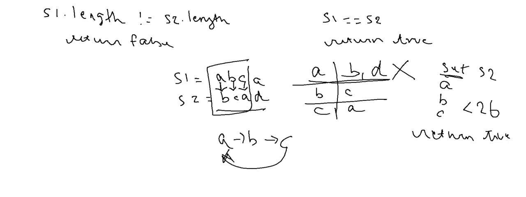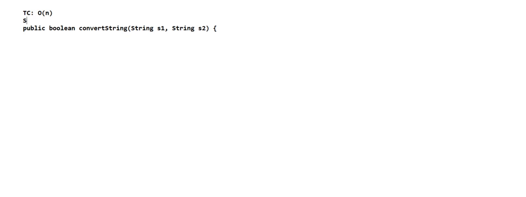So now I'm just going to write the code so that you can know. The time complexity will be O of n because we are going to iterate both strings. The space complexity will be O of n because we are going to use a hash map and a hash set.